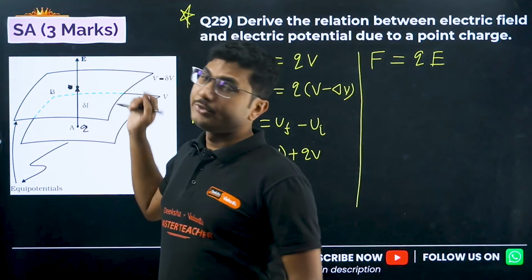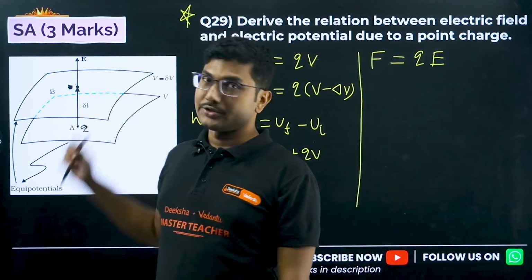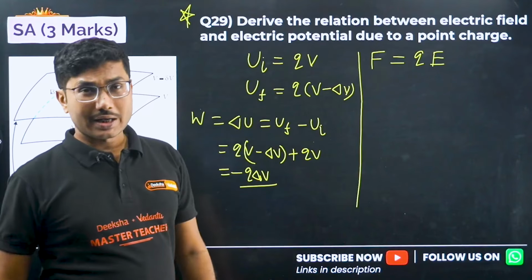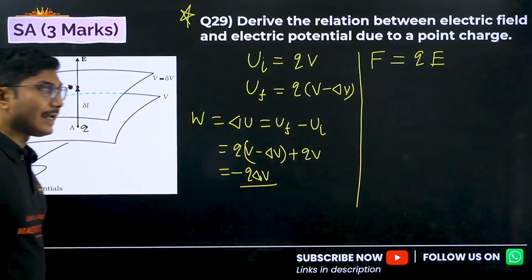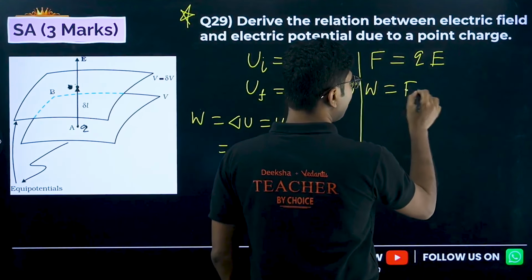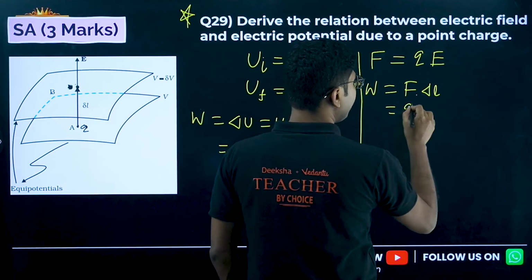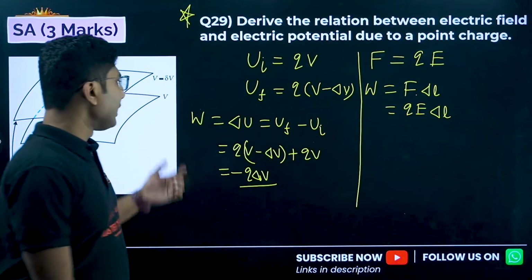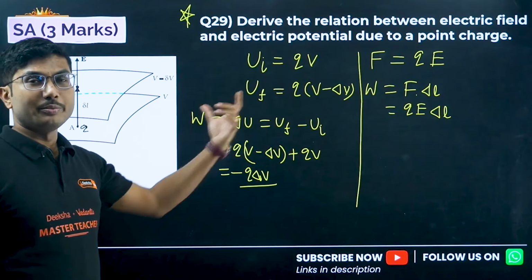If you want to move this charge, you have to apply at minimum this amount of force. So when you are applying this amount of force, what is the work done to move it by a distance of delta L? Delta L is the distance between A and B. The work done is given by F into X, or F into delta L, or Q into E into delta L. No matter how many methods you use, the work done in both methods should be the same.